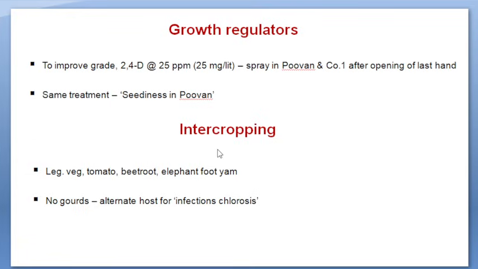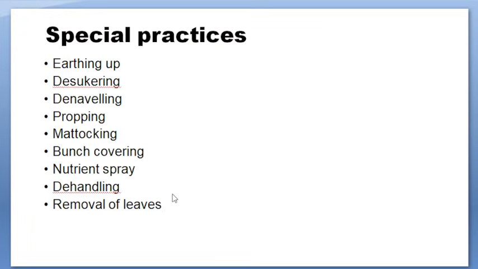Intercrops we can also grow initially: tomato, beetroot, onion, elephant foot yam. We should not plant any gourds, because gourds are also highly susceptible to fusarium, and not only chlorosis, even fusarium. These are some of the special horticulture practices followed in the case of banana.